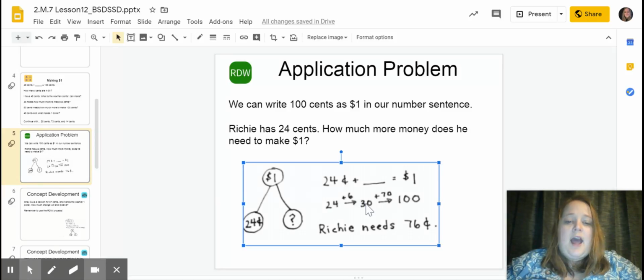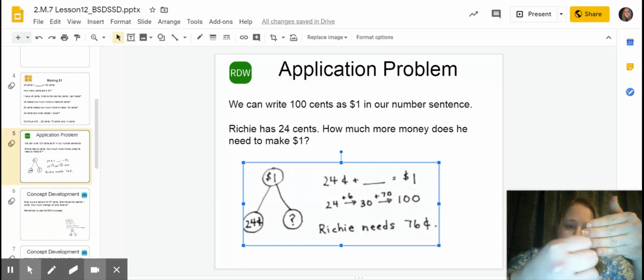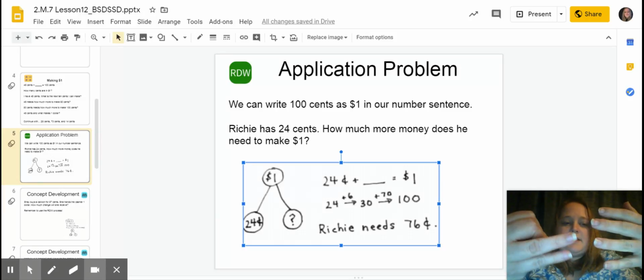Now look how easy it is to go from 30 to 100. You just count by tens, put 30 in your head and count on. 40, 50, 60, 70, 80, 90, 100. So I have 5 tens, 6, 7 tens. Yep, 70, but that's not my answer.